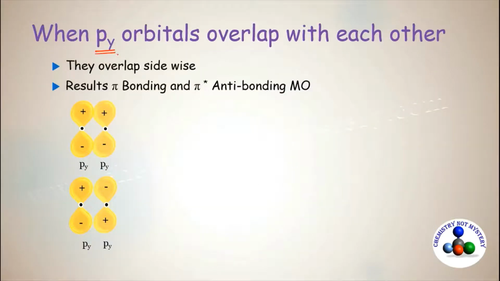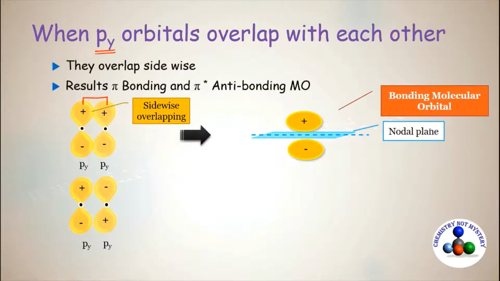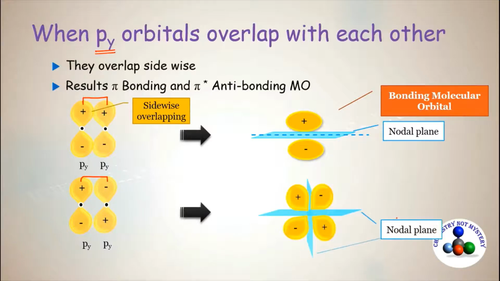Now come to the py atomic orbital. When they overlap sidewise, they result in the formation of pi molecular orbital. If they both are facing similar sign to each other, they result in the formation of bonding molecular orbital. And if they are facing opposite sign to each other, they result in the formation of antibonding molecular orbital.